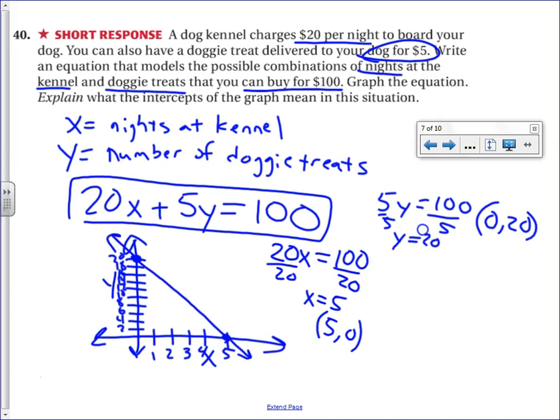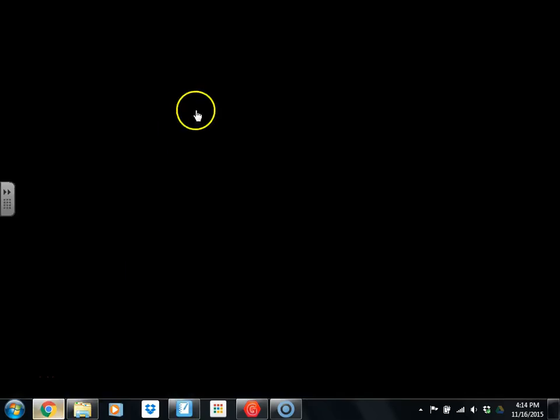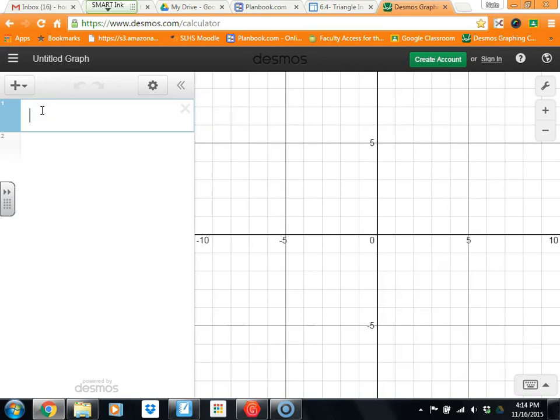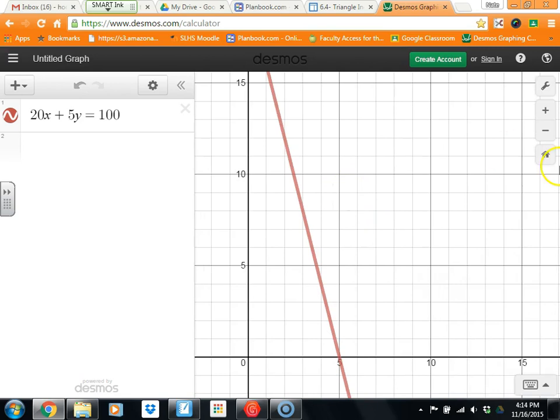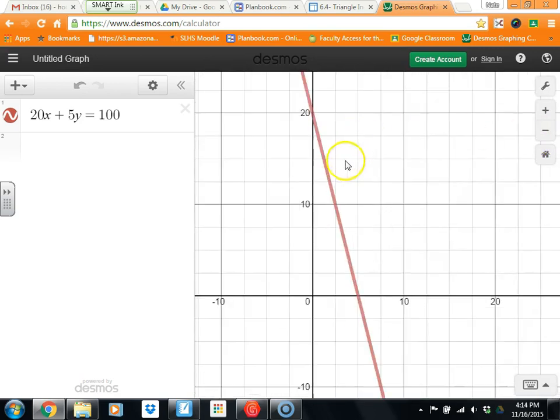Okay, so how do we find different combinations? Well, we need to find on the graph what are the different points on the graph that would allow me to spend $100. Another way we can do this that might be a little easier to find those combinations is look on our graphing calculator. Okay, so if we graph that equation as we talked about how to graph that, we can just look on our graphing calculator and find out some different combinations. So we can just drag our point along until we see which combinations we have.